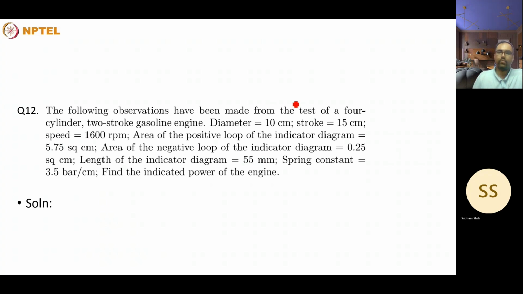Okay. Now we can move into some questions regarding the IC engines syllabus we have studied till now. This is a question regarding the indicated power of the engine. I'll give you 1 minute just to go through it, and I'll try to explain how it is done.